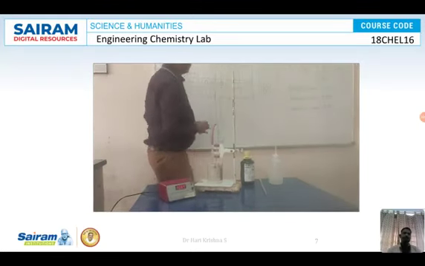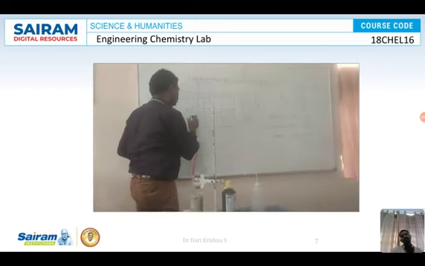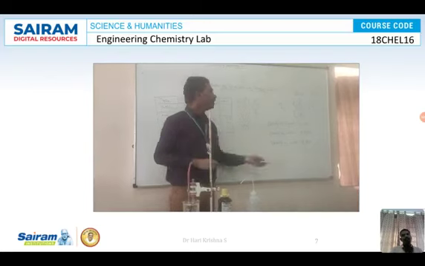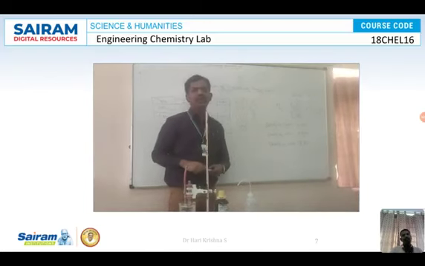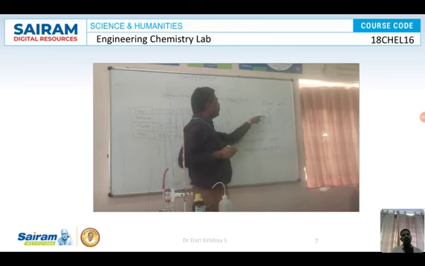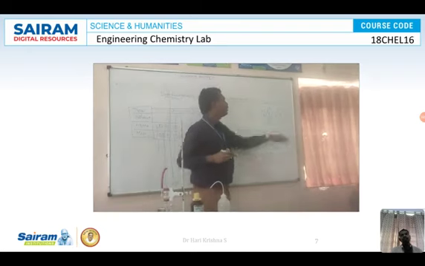It is 108.9. So we are going to repeat it 3 times. When you repeat thrice, take the mean and calculate the viscosity of the given organic liquid. The viscosity formula is: flow time of liquid and density of liquid, divided by flow time of water and density of water, multiplied by the viscosity coefficient of water.